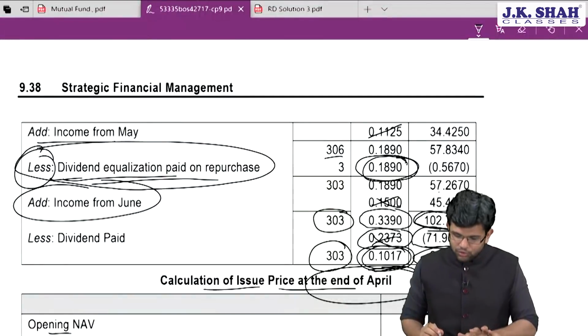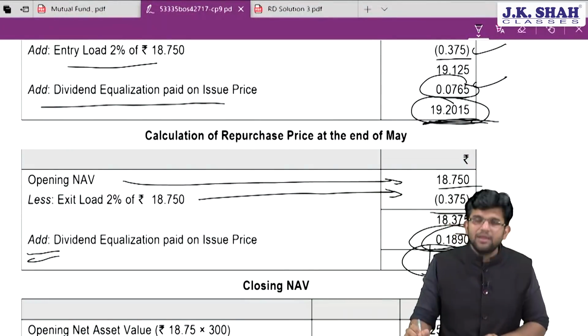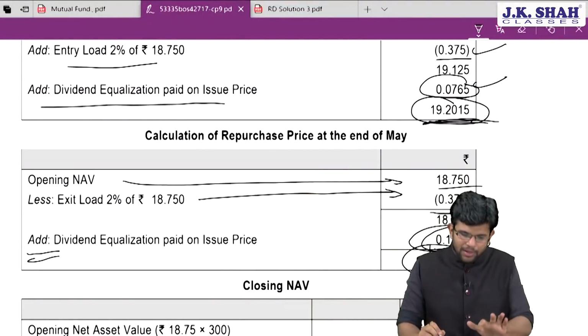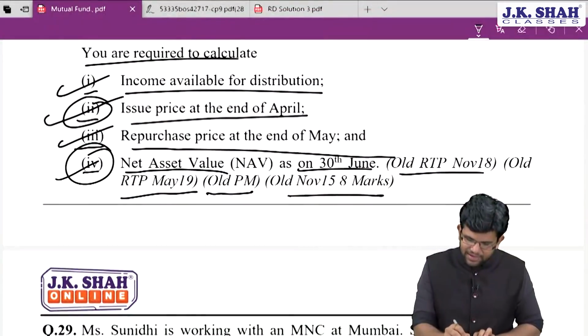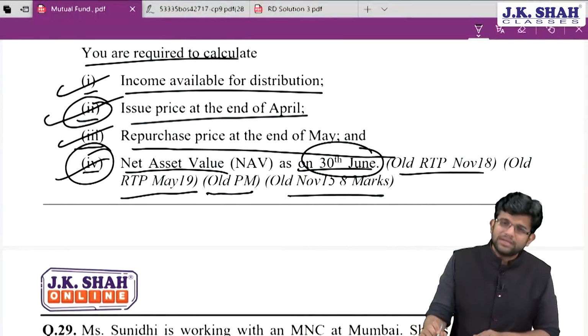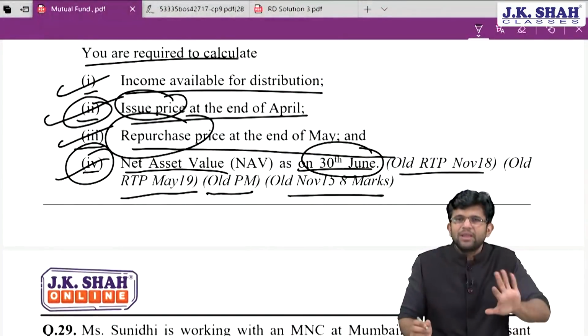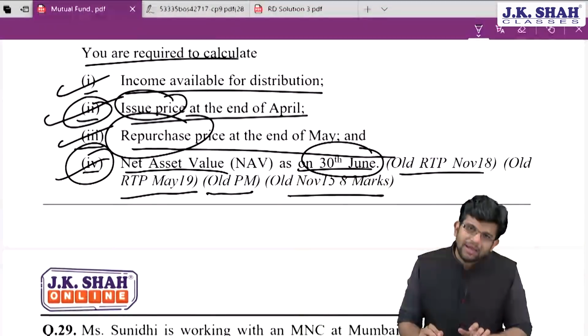Everybody clear? So students, with that we understand the issue price at the end of May will be 18.564 rupees per unit. Everybody clear? Then they're talking of the last thing, that is the NAV as on 30th June. Students, they are not saying issue price or repurchase price, because at the end of June nothing is happening. So straight away they're asking you NAV only. What do you think will be the NAV at the end of June, students?